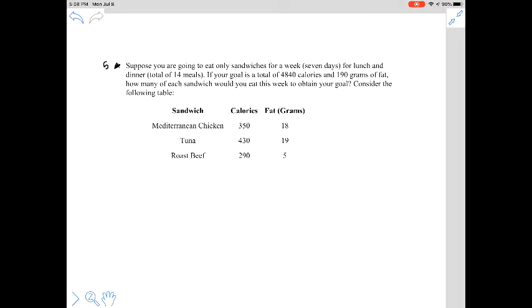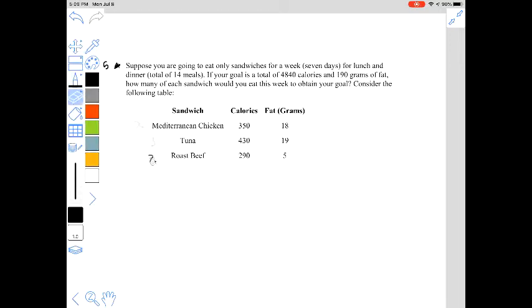This could happen. You might want to think, hey, if I ate only sandwiches for 1 week, for lunch and dinner. So we're not eating breakfast, the most important meal of the day. We're starting off for lunch, it just says for lunch and dinner. So I'm going to go ahead and label these as my variables, x, y, and z. Well, actually, I'm doing something I told you guys never to do. We've got to be specific.